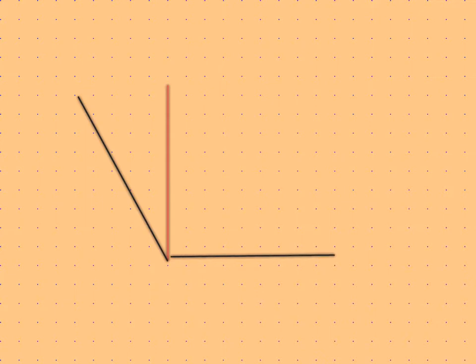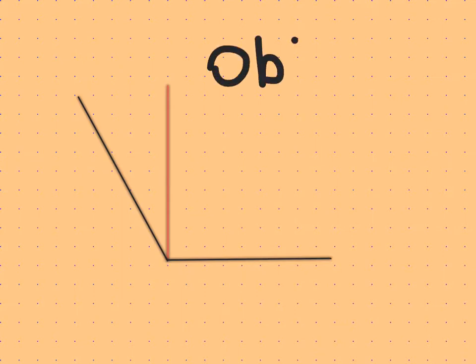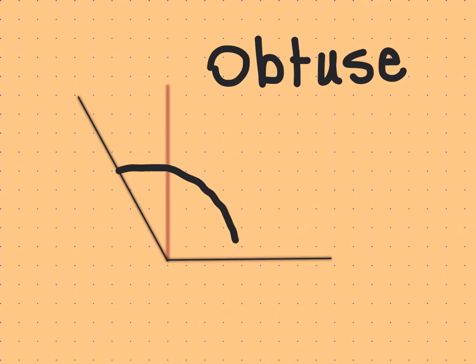And let me move that. So the black lines represent my obtuse angle. Obtuse angles, when I measure them with a protractor, will measure more than 90 degrees. I'm going to say this one measures about 120 degrees.